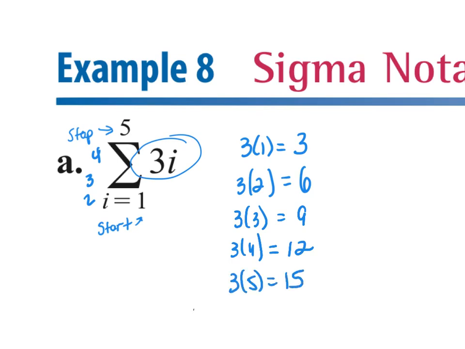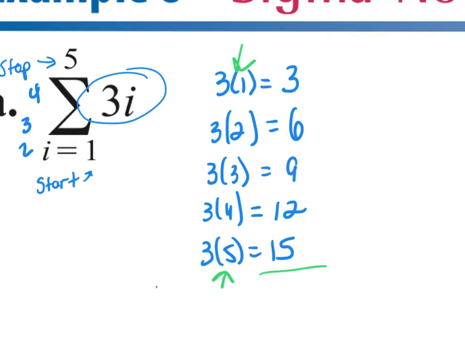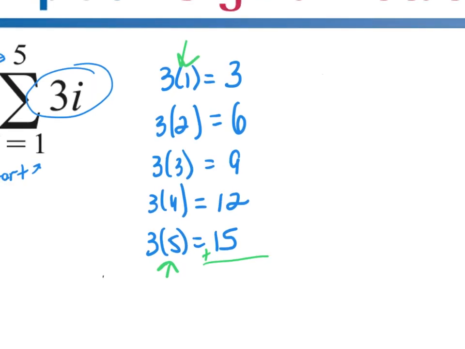Do you guys notice how I started plugging in 1? I stopped when I plug in 5. Everybody see that? Yes? Okay. And summation means what do we do to all these numbers? You add them. So, guys, what's 3 plus 6 plus 9 plus 12 plus 15? My answer is 45. Questions?